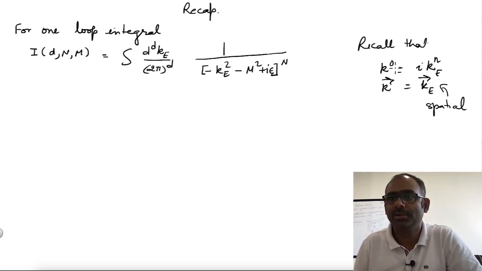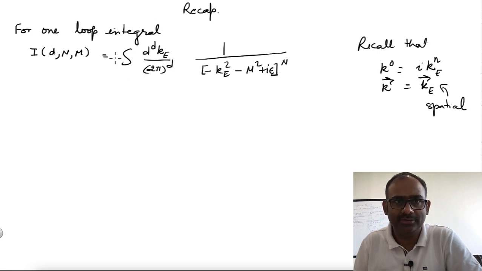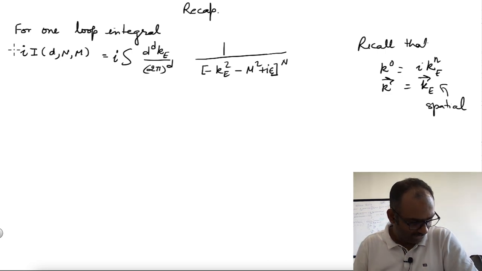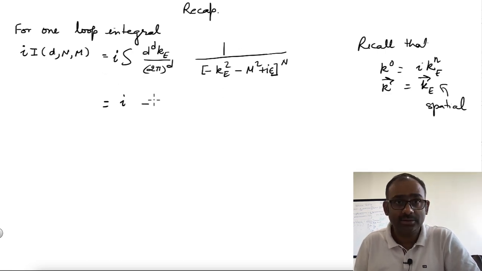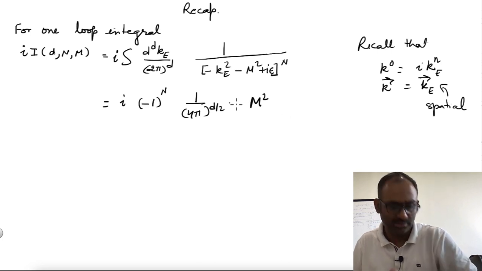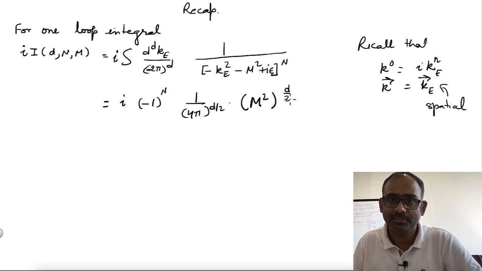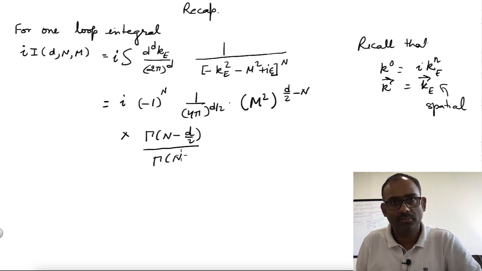Also, because of this factor of i, when I am doing one loop integrals, I am always going to get a factor of i. So the original integral which is in Minkowski space will lead to this integral together with a factor of i. Let me include that here. And we have seen that the result is this. We evaluated this last time and we found that it is minus 1 to the n, where n is the number of propagators. M squared depends on the external momenta. Let me just write m squared, I will then explicitly write the arguments. Okay, that was the result.